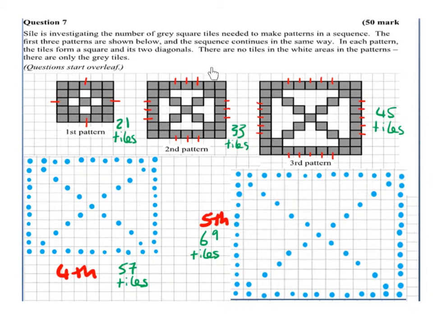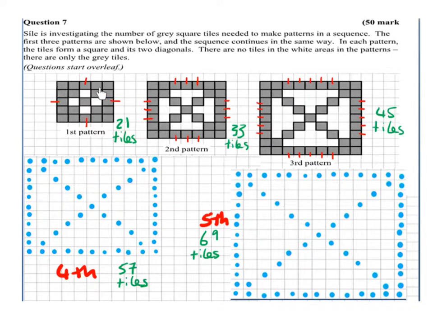In the second pattern, we have 33 tiles. So it happens to be 1, 2, 3, 4, 5, 6, 7 across and 7 down, and the diagonals as well. In the third pattern, we end up having 45 tiles. So it's 1, 2, 3, 4, 5, 6, 7, 8, 9 across, 9 down, and the diagonals too.